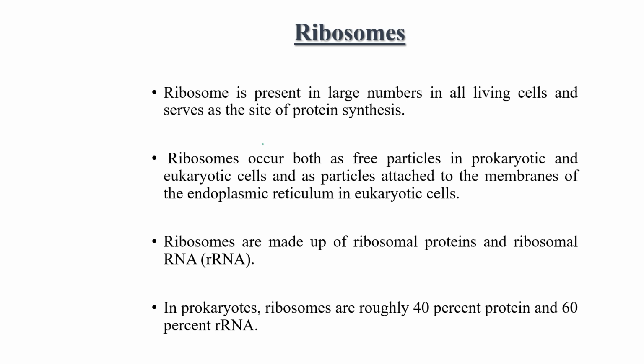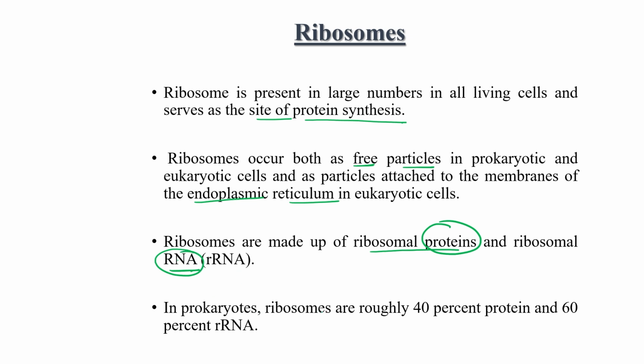Ribosomes. These ribosomes are present in large numbers in all living cells and serve as a site for protein synthesis. Ribosomes occur as free particles as well as on the surface of the endoplasmic reticulum. That's why we use the term rough endoplasmic reticulum, right? So ribosomes are actually made up of ribosomal protein and ribosomal RNA. So protein and RNA, right?